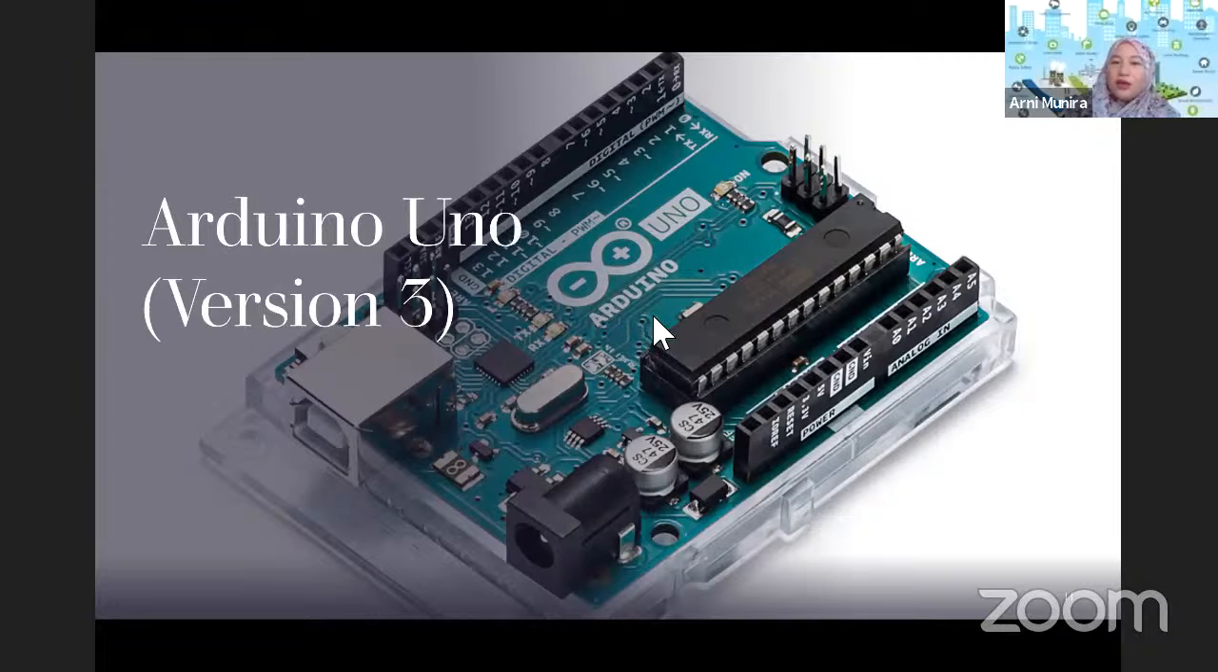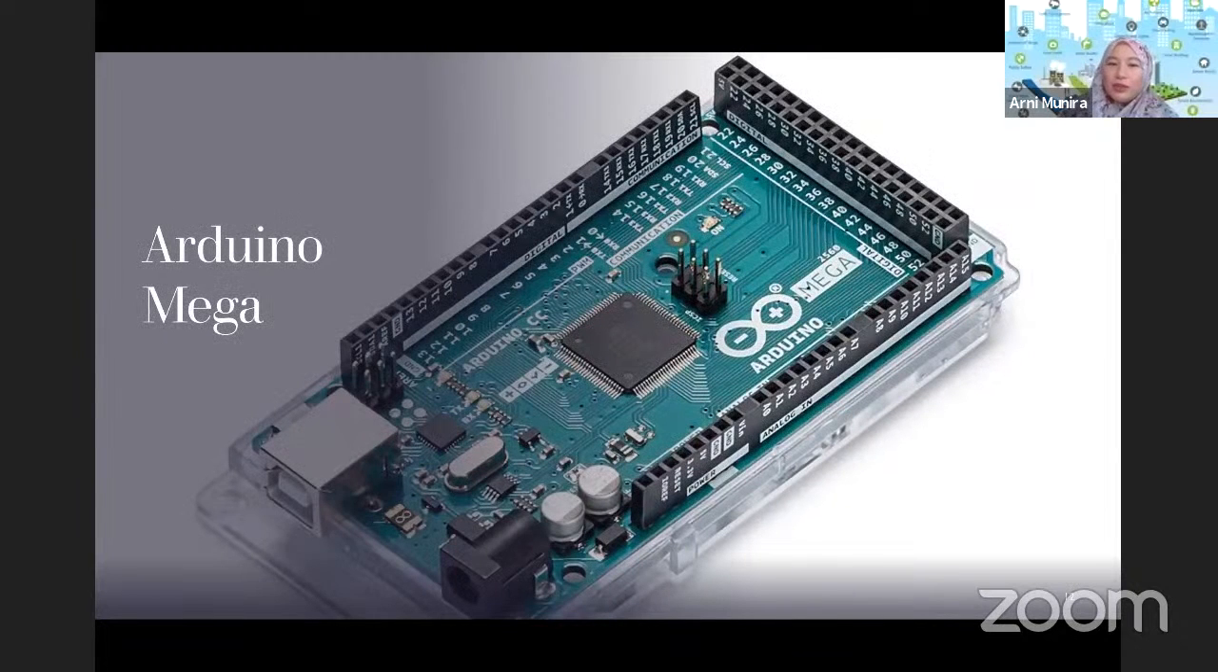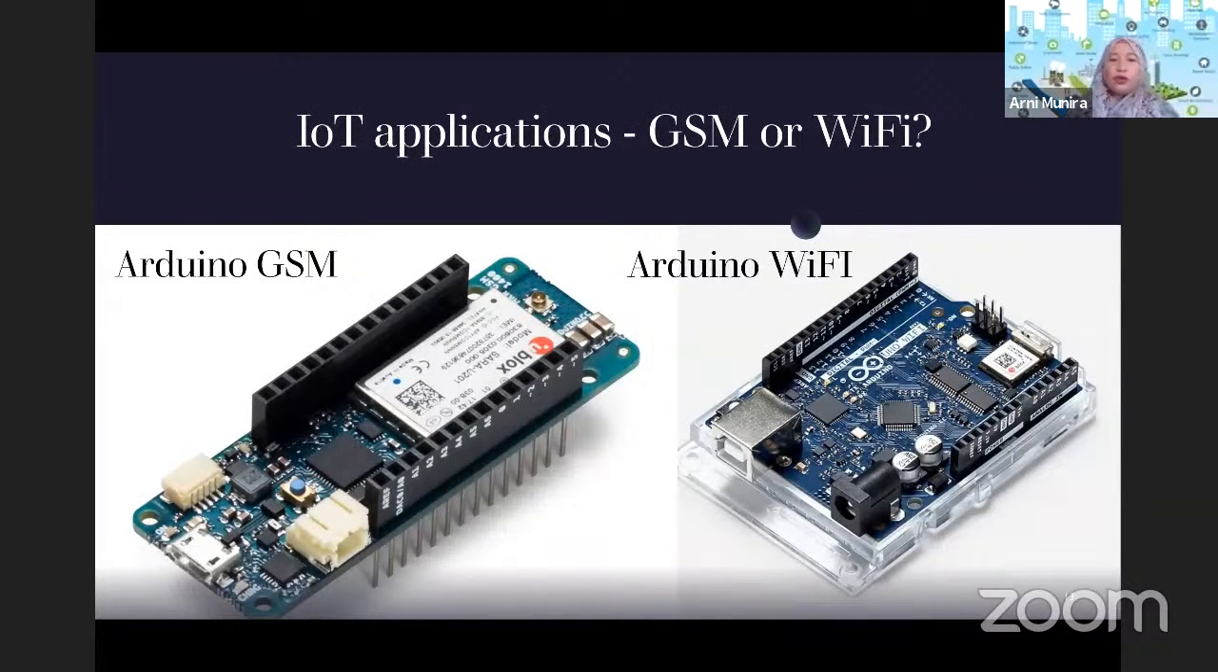If their input output is more than 14, they will use Arduino Mega. This is typical and commonly used by final year project (FYP) students. If they are using IoT applications like GSM or Wi-Fi, this one is GSM, for mobile communication with cell phones, or Arduino Wi-Fi. Or if you want to use IoT, Arduino also has Arduino IoT.